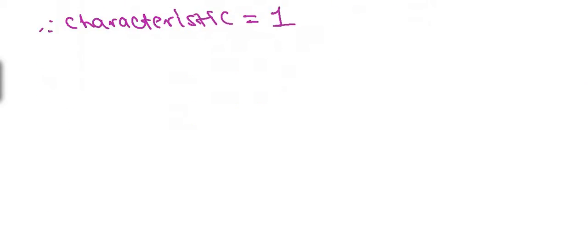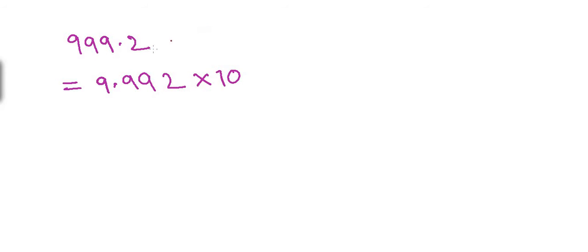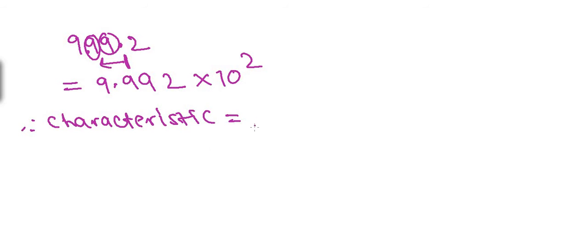Let us consider a few more examples. Now consider 999.2. Now let us express this in terms of a number between 1 to 10. Now between 1 to 10 we can write 9.992 multiplied by the power of 10. Now again original position of decimal is here, we are shifting it towards left, so definitely the power is going to be positive. And how many units? 1, 2, so 10 raised to the power 2, and therefore characteristic of this number is equal to 2. Okay, let us consider one more example.